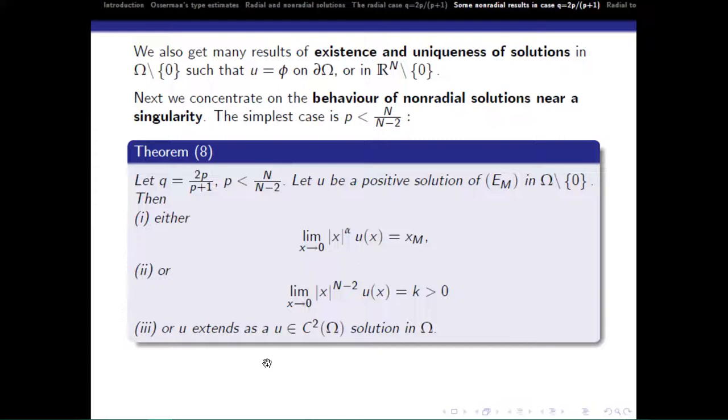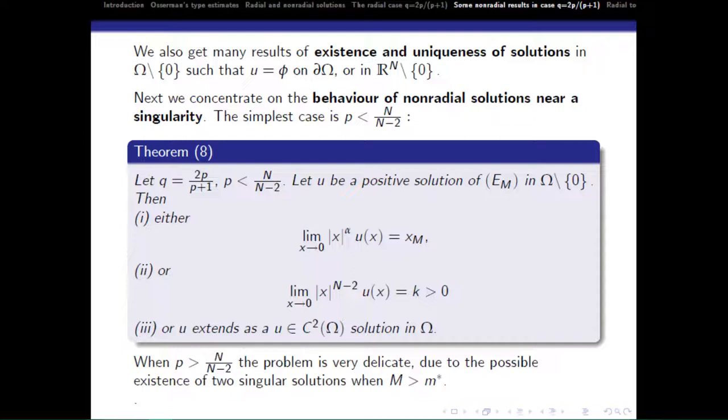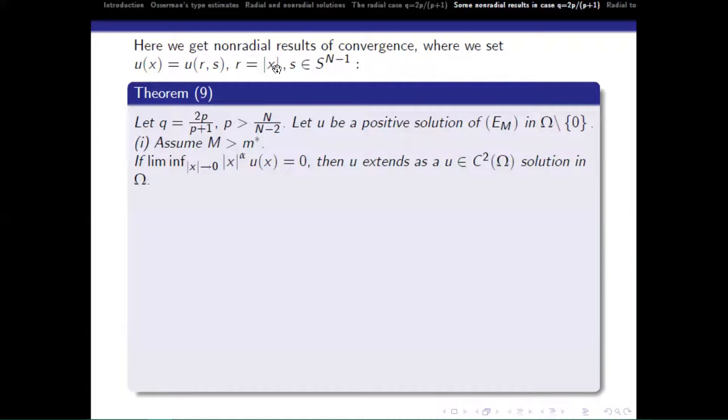When p is greater than N over N minus 2, the problem is very delicate due to the possible existence of two singular solutions when m is greater than m star. We get some non-radial result of convergence where u of x is u of r, s as usual. You consider a positive solution and you suppose that m is greater than m star, the most difficult case.